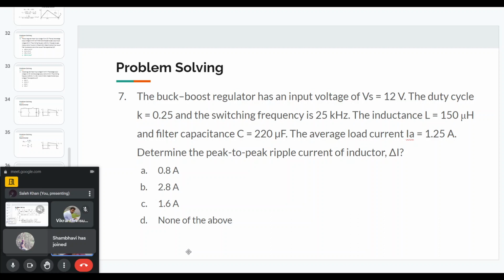So for the next question, I will let you try this question. We can have a short break now. We'll continue from 7 p.m. In the meanwhile, those who want can try this question that is on the screen. It's a buck boost converter, and the duty cycle is given, the switching frequency is given, the inductor value is given, and you have to find the peak to peak ripple current. All the information is given. You can try, and we will continue at 7 p.m.